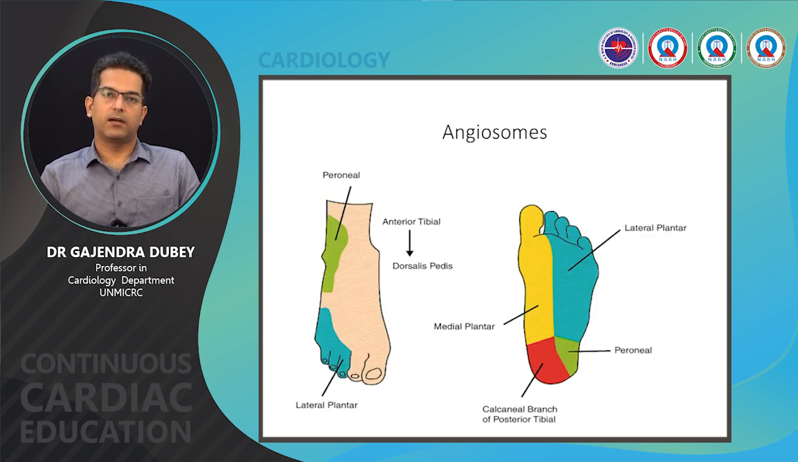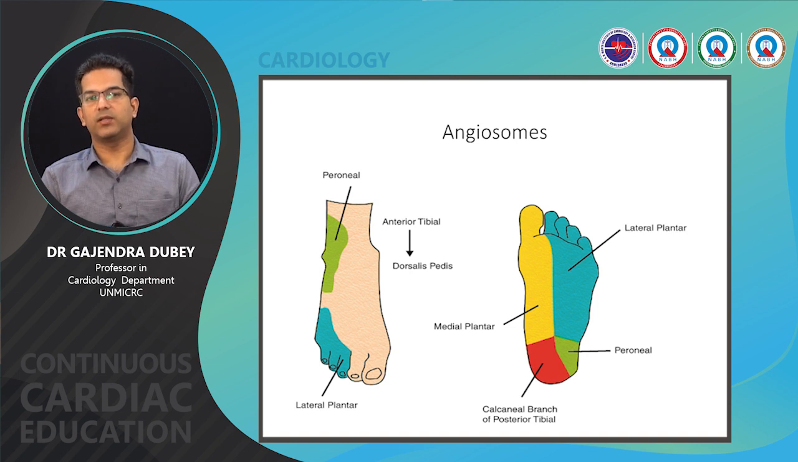So this is the diagram which shows various angiosomes. The angiosome concept is basically to revascularize the vessel which is supplying the affected area, that is the area which is having the ulcer. The diagram on the left-hand side is of the dorsal aspect of the foot, and the diagram on the right-hand side is of the plantar aspect of the foot. As we can see on the dorsal aspect, the predominant supply is via the anterior tibial and dorsalis pedis artery, with a small area laterally supplied by the lateral plantar branch of the posterior tibial artery, and a small area near the ankle joint supplied by the peroneal artery.